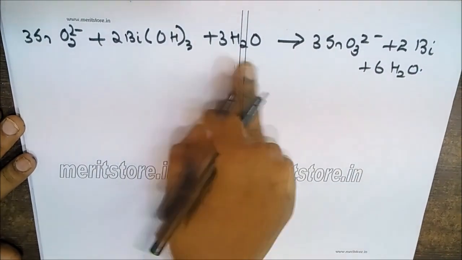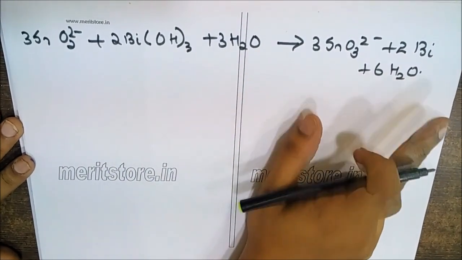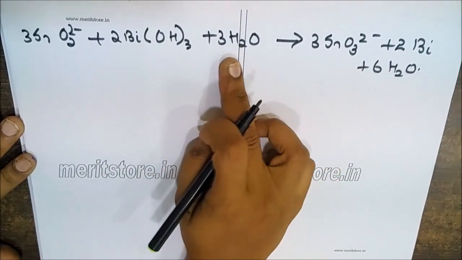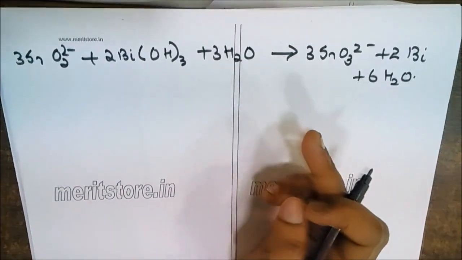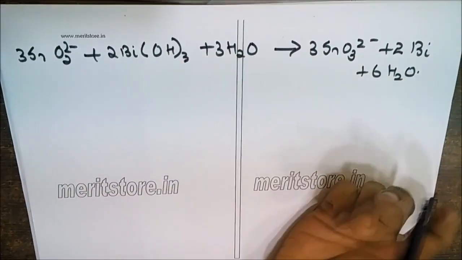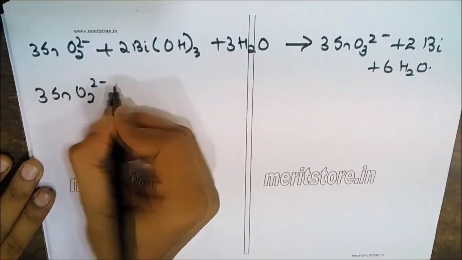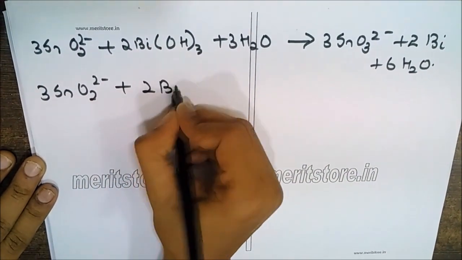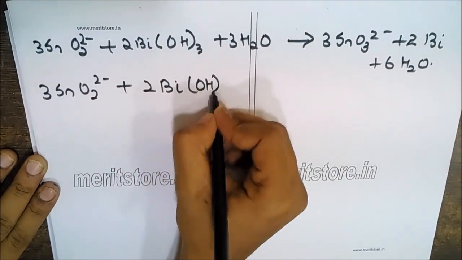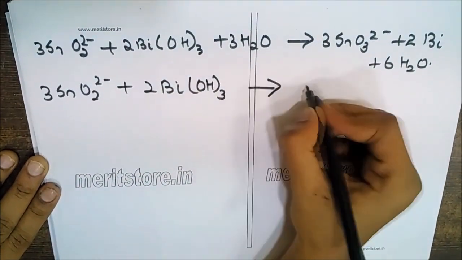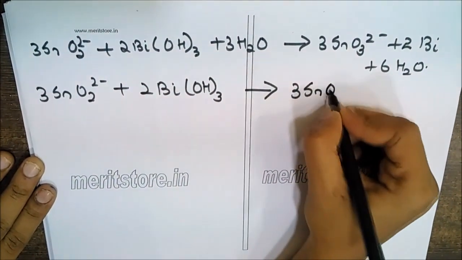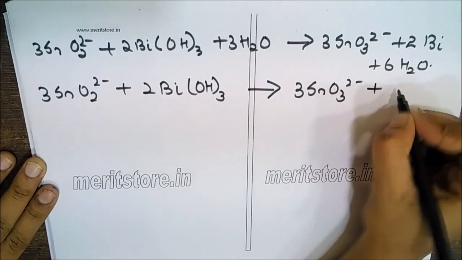so like I said, out of the 6 water molecules on my right hand side and 3 water molecules on my left hand side, 3 water molecules will get cancelled. So the reaction will be written as it is, with only water molecules being deleted.